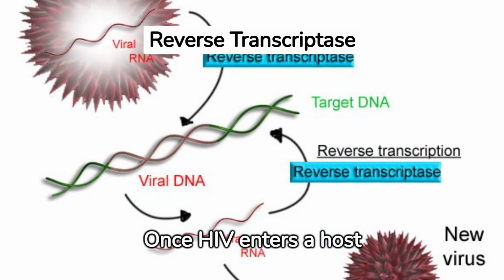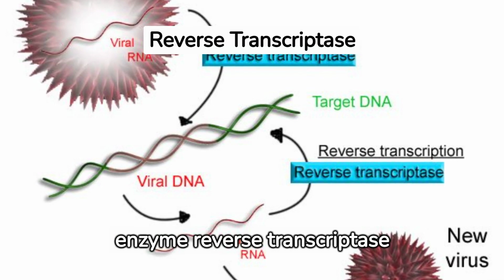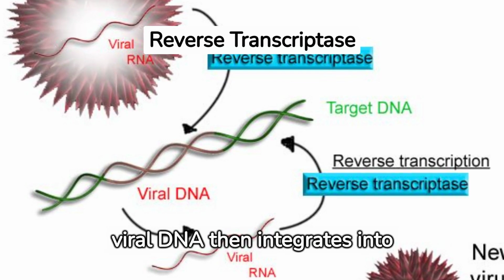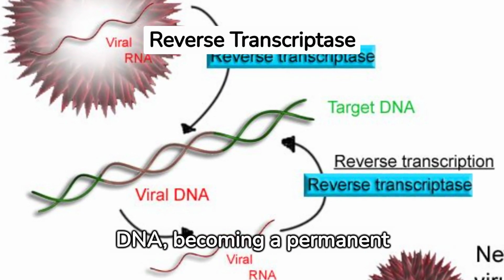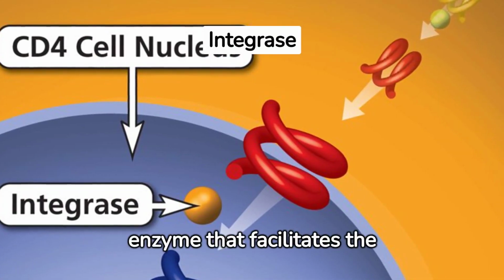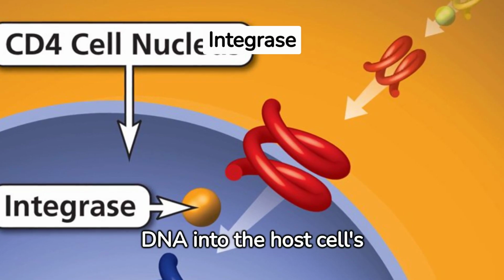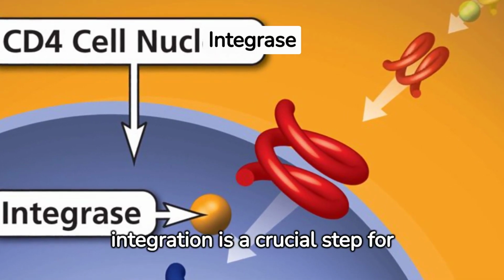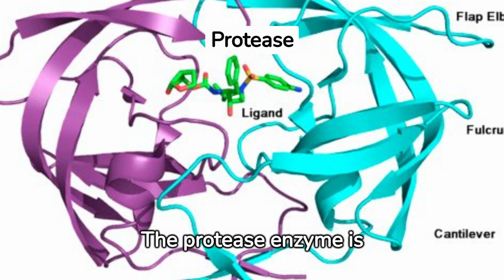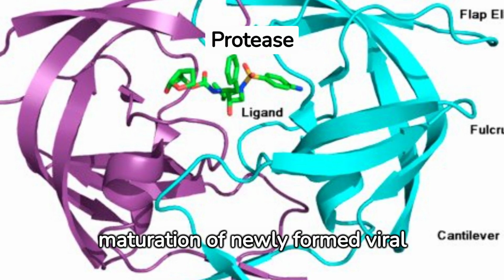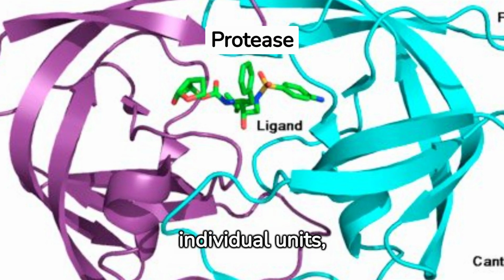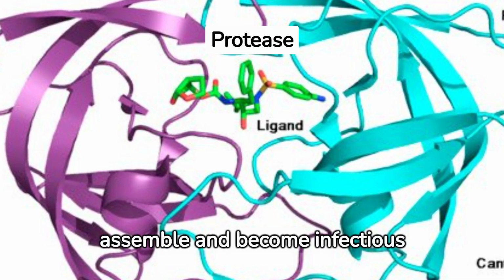Once HIV enters a host cell, it utilizes the enzyme reverse transcriptase to convert its RNA genome into DNA. This newly formed viral DNA then integrates into the host cell's genomic DNA, becoming a permanent part of the infected cell. Integrase is another key enzyme that facilitates the integration of viral DNA into the host cell's genome. This integration is a crucial step for the virus's ability to persist within the host. The protease enzyme is essential for the final maturation of newly formed viral particles. It cleaves long chains of viral proteins into functional individual units, enabling the virus to assemble and become infectious.